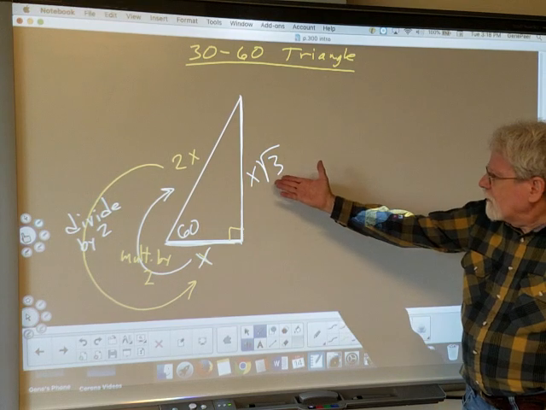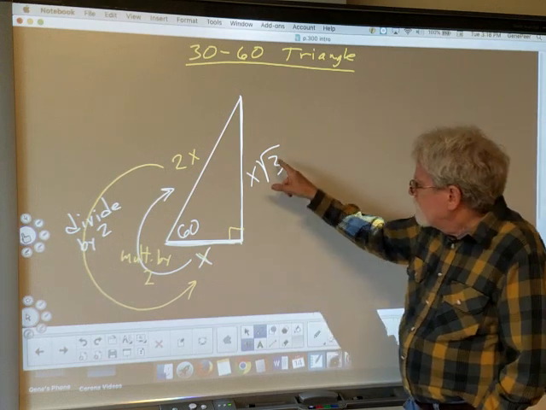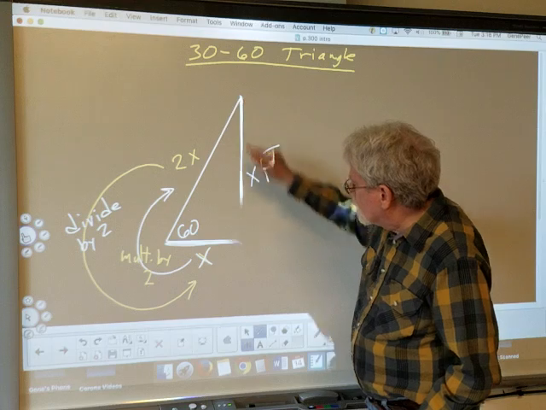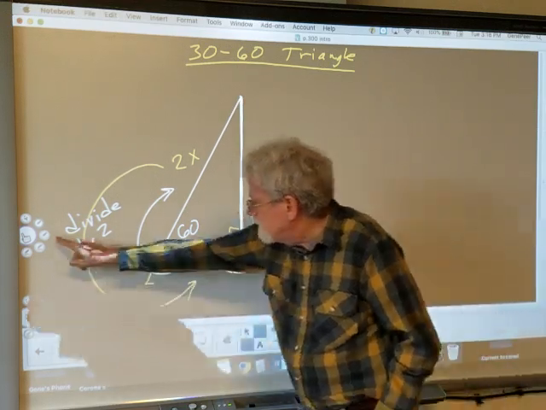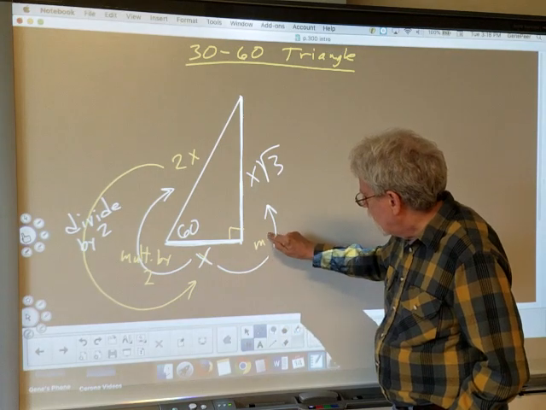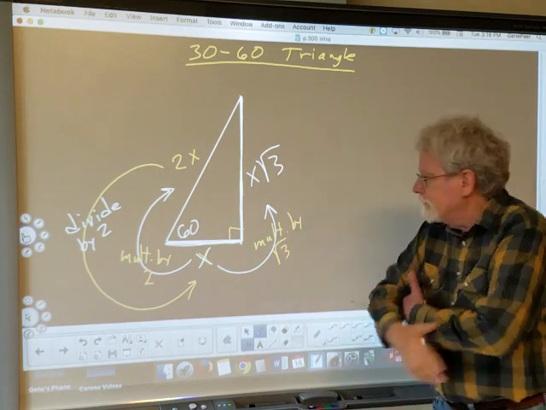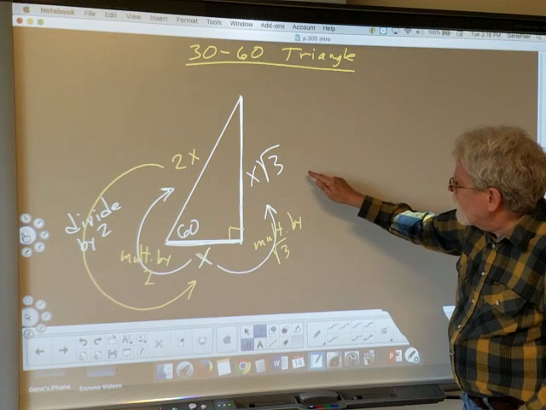Now this side, in a sense, is just as easy, but there's a little bit of trick to it sometimes. For this side, how do I go from short leg to the long leg? Short leg to long leg, I'm going to multiply by square root of 3. How gloriously simple.